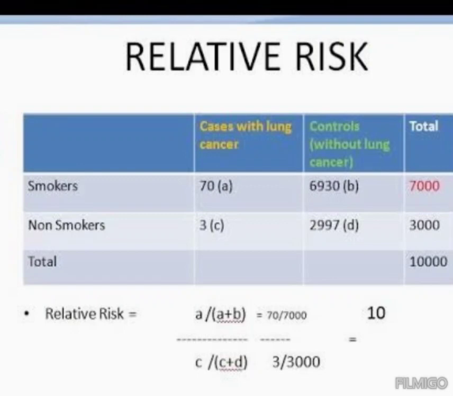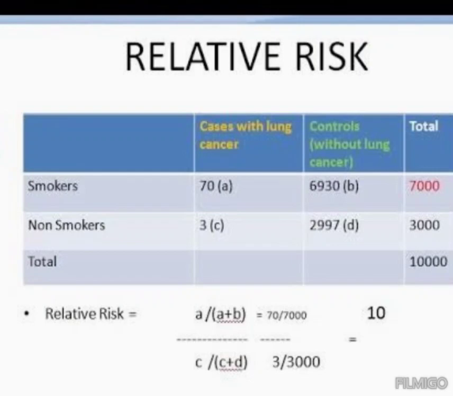Now, based upon this A, B, C, D, we will be deriving the formulas in order to calculate the particular risks and ratios. The first term we will be discussing here is the odds ratio. As we have discussed, the odds ratio is used in case control study. Odds ratio represents the odds of exposure among cases versus the odds of exposure among controls. If the odds ratio is equal to 1, then odds of exposure are equal among cases and controls.